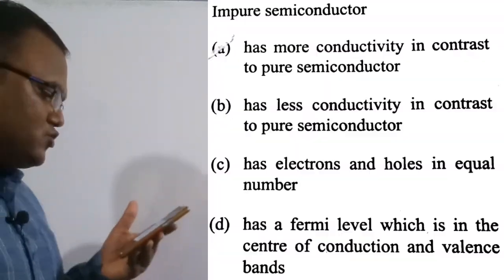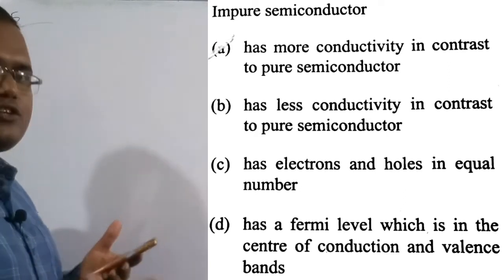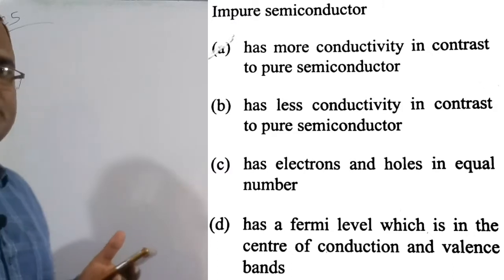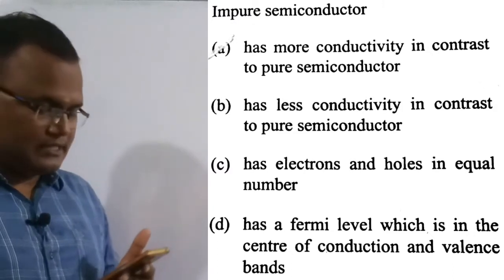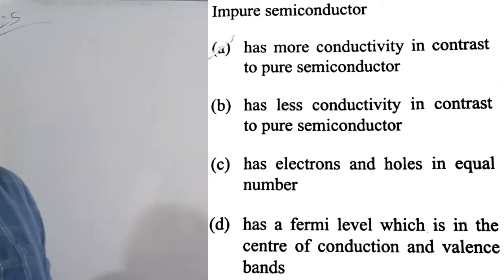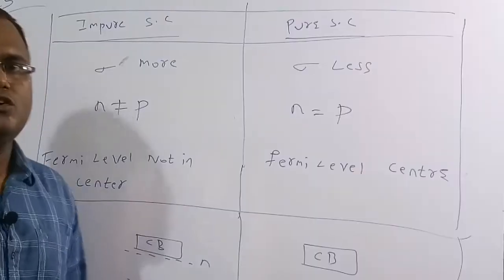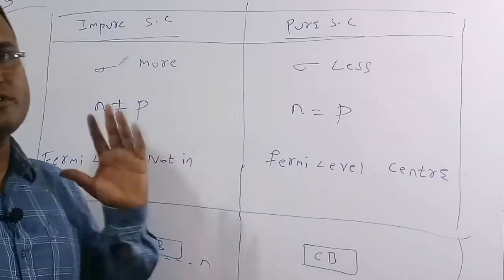See the question here. Impure semiconductor as. Based on the pure semiconductor, we are going to compare the impure semiconductor and the pure semiconductor. The impure semiconductor has more conductivity than the pure semiconductor. So option A is the correct solution of this question. Let's discuss some more facts about the impure semiconductor. Now I am going to tell you about the difference between the impure semiconductor and the pure semiconductor.